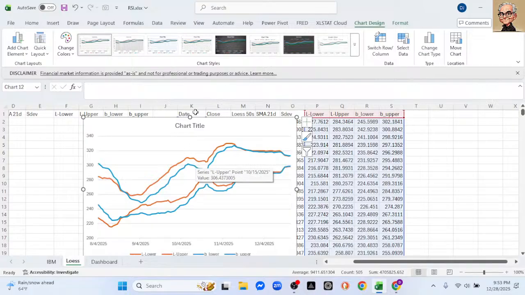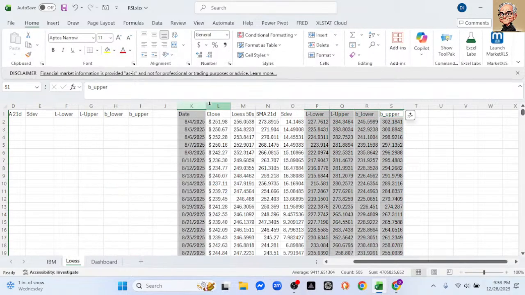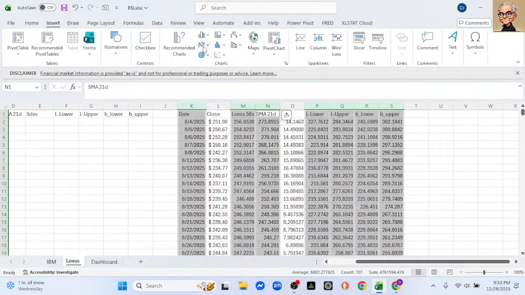But anyway, let's do something else. Let's come back over here. Now let's add the Loess lines. Okay. Interesting. So we're able to add the extra columns in. Okay. Over here.